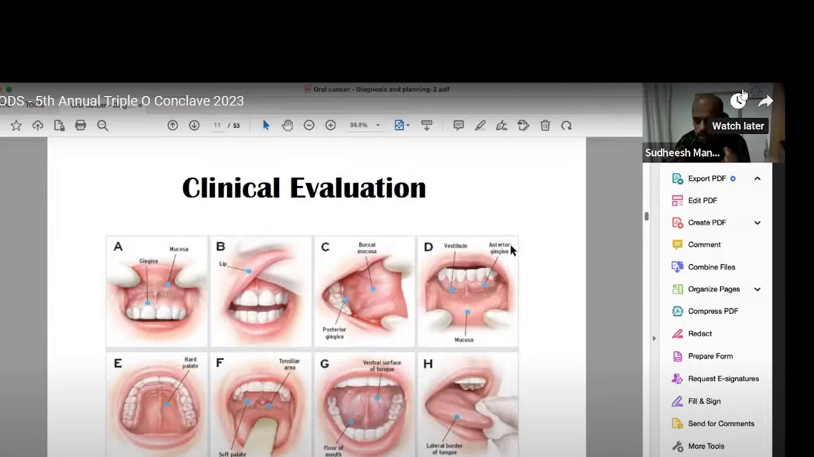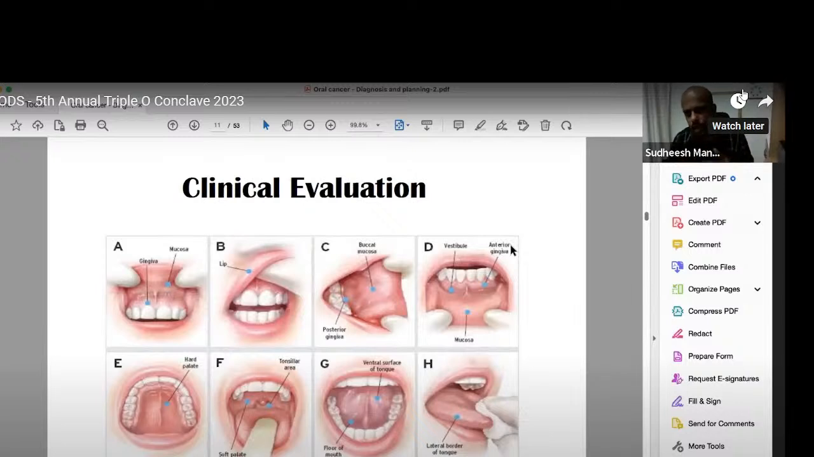First you start with the examination of the upper lip, the upper labial mucosa and the upper labial sulcus, along with the anterior part of the upper alveolus. Then moving on to the buccal mucosa, upper GBS and lower GBS, upper alveolus and lower alveolus, tongue, floor of the mouth, and the hard palate. This is how you go around.